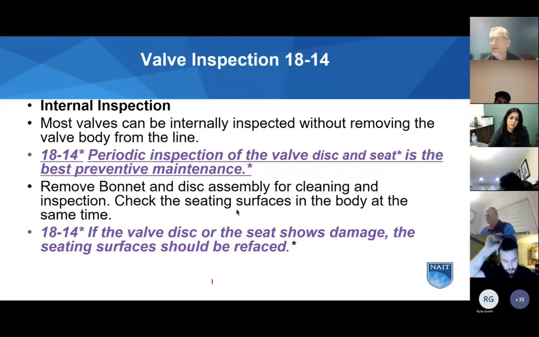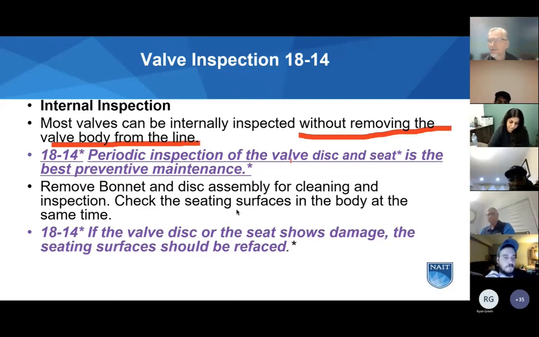Internal inspection: you can't inspect it internally without shutting the system down, but you don't necessarily have to remove the body. You can take the bonnet off and see and remove all the inside parts, such as the disc and the seat. So if you keep the disc and the seat in good shape, you're not going to have one.